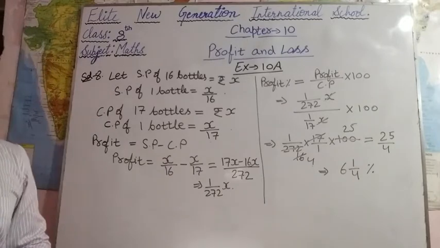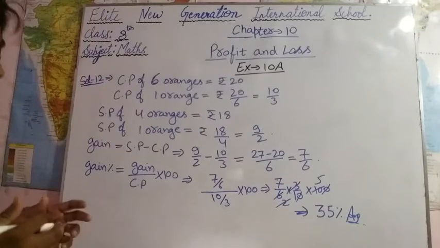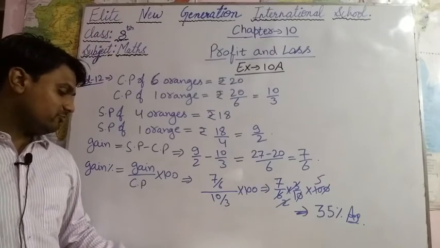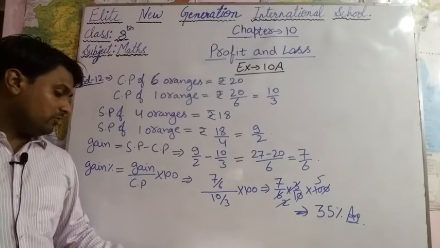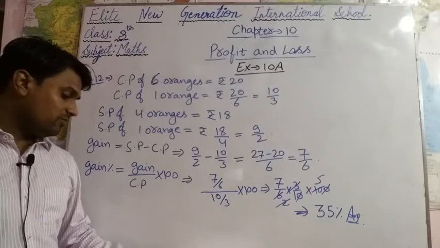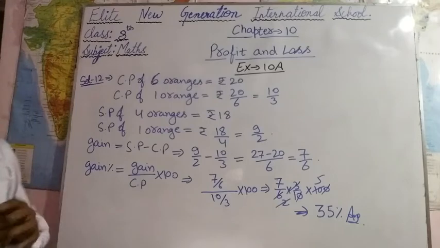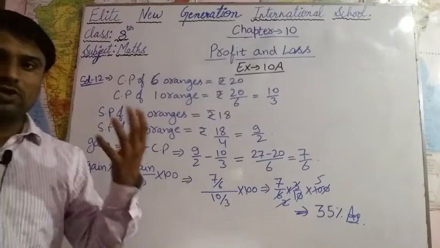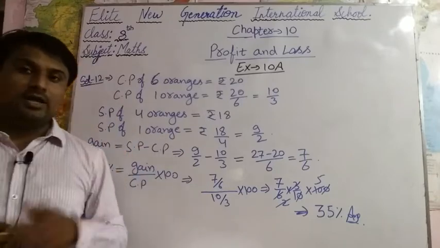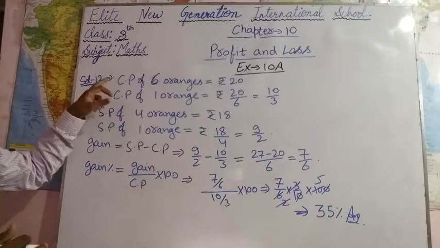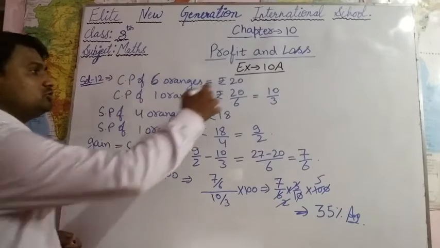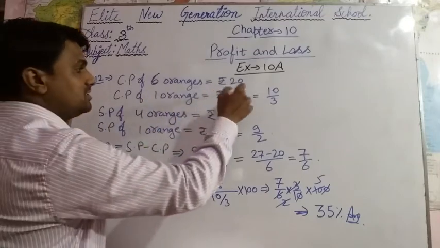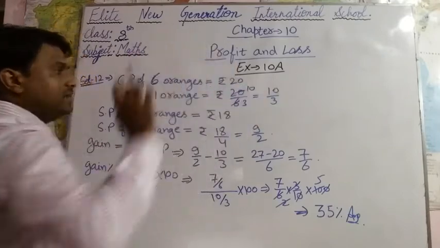Now after this, see the next question. So after this, see question number 12. In question number 12 we have oranges bought at 6 for rupees 20 and sold at 4 for rupees 18. So here we have to find the gain or loss percent. So it means the CP of 6 oranges, since they are saying oranges are bought. When we buy anything, that means we are purchasing it, and that is the cost price. So here CP of 6 oranges equals rupees 20. Now CP of 1 orange will be rupees 20 upon 6, or by cancelling we can say 10 by 3.